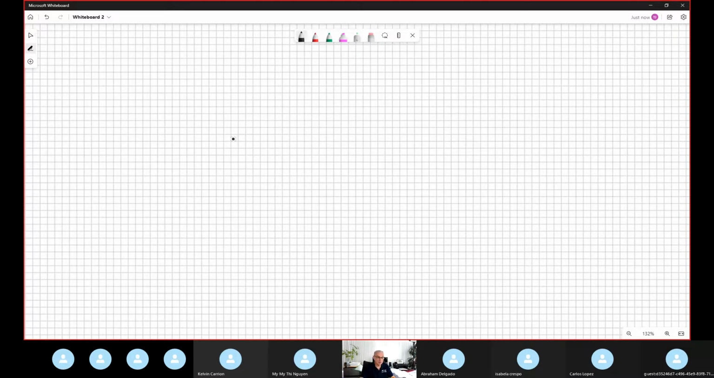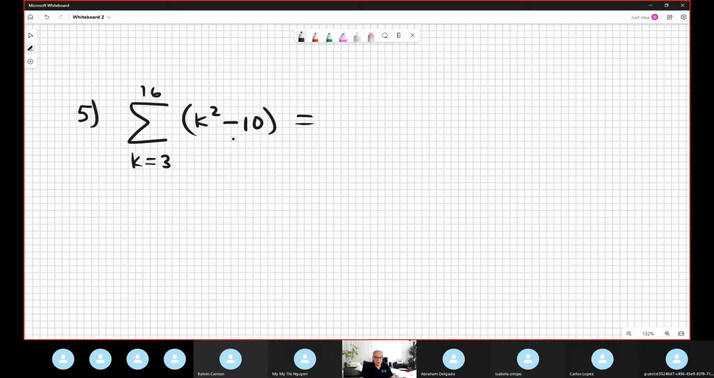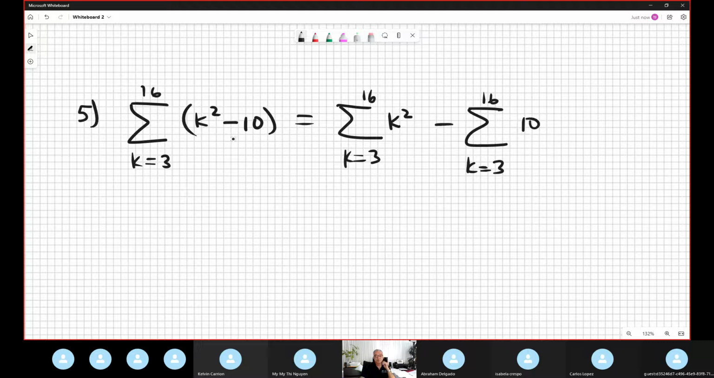Okay, number 5 is a summation, but this is a little bit more complicated because the summation starts not at 1, it starts at 3, up to 16, of k squared minus 10. And you split it, why not? Separate into summations. The first summation is from k equals 3 to 16 of k squared, and the second is 10. That is minor.